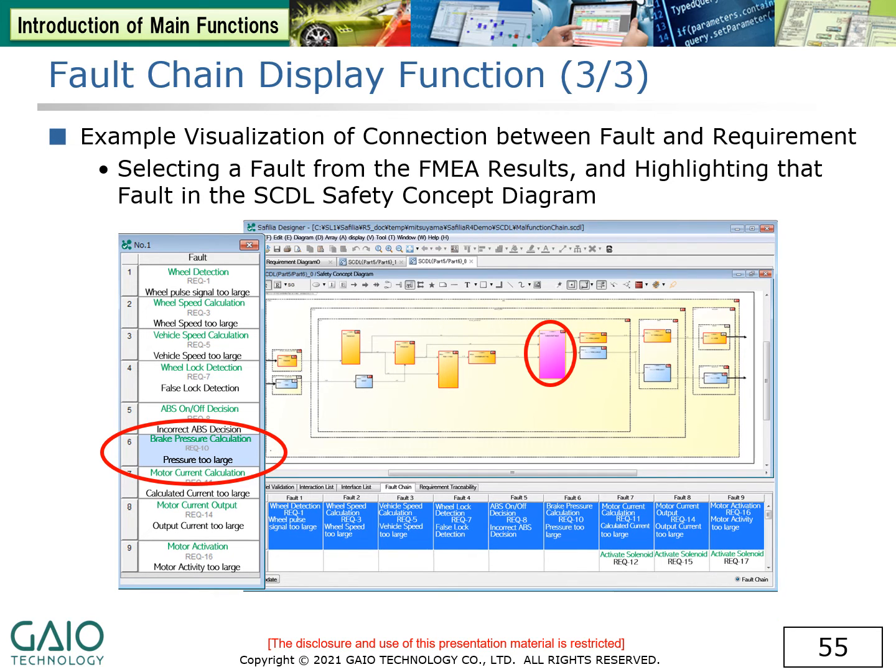Since the connections in the fault chain are stored in the visualization, selecting a fault in the FMEA results causes Safilia to highlight the same fault in the safety concept diagram. Highlighting like this makes it easier to follow the explanation during a review.